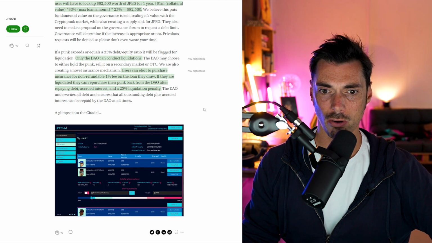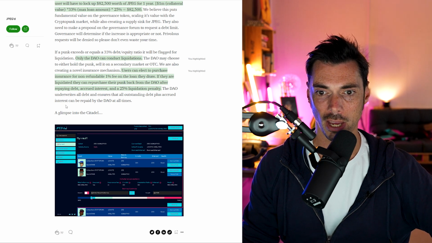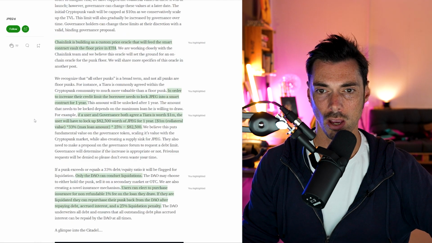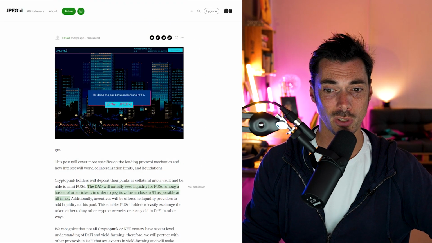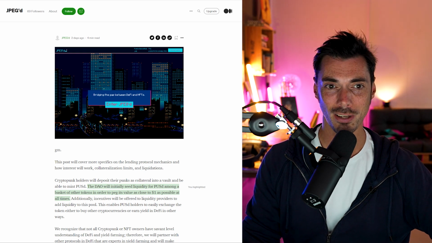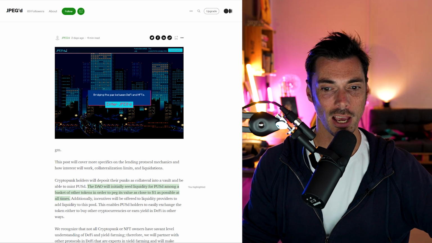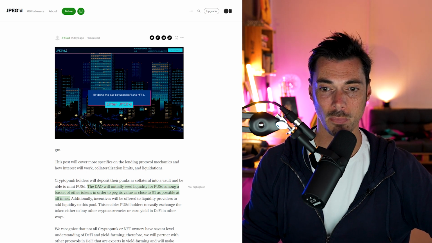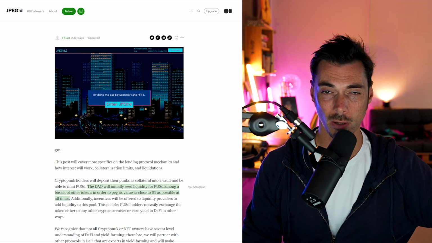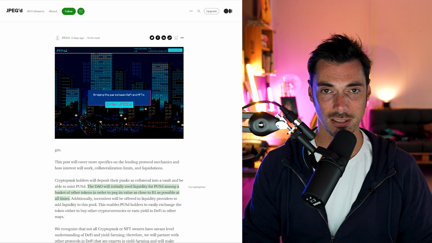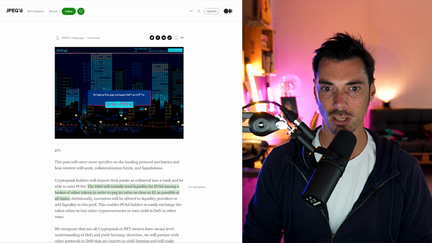But the DAO apparently underwrites all debt and ensures that all outstanding debt plus accrued interest can be repaid by the DAO at all times. So there's a lot of different things being weighed up and balanced here. The tone of the Medium articles is pretty kind of degenerate. It's quite clear that they have a thing against penguins. I wonder why that would be. But I'm really curious to see how these kind of experiments pan out and what kind of liquidity they can attract to the pool. But again, this is just another way in which non-fungible assets can be given fungible attributes. And I'm curious to see where it's going to go next.